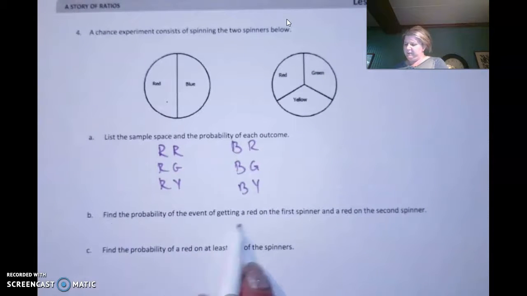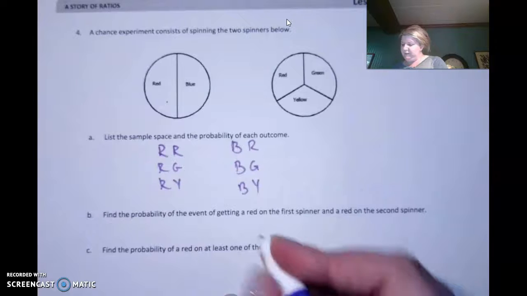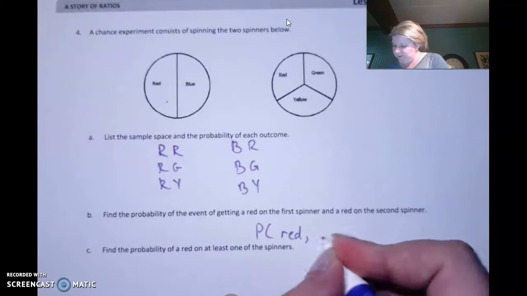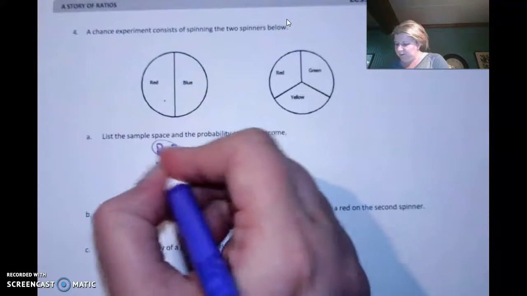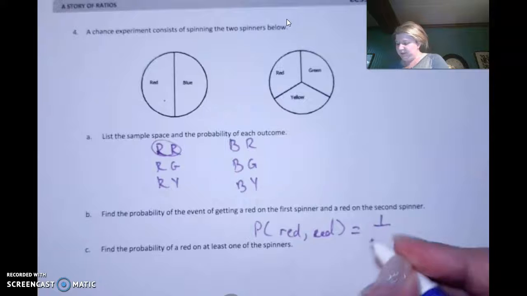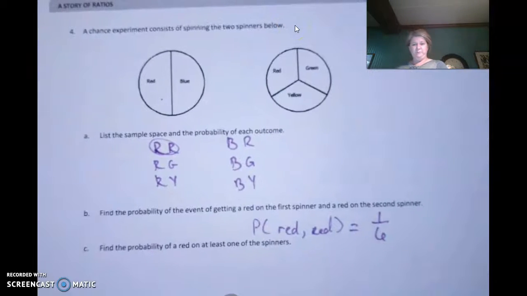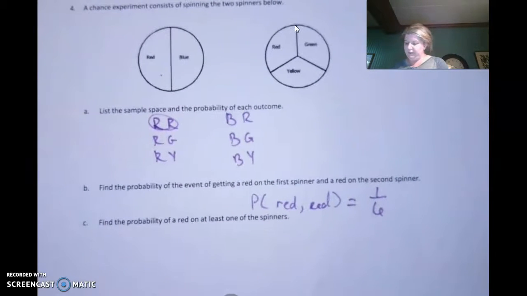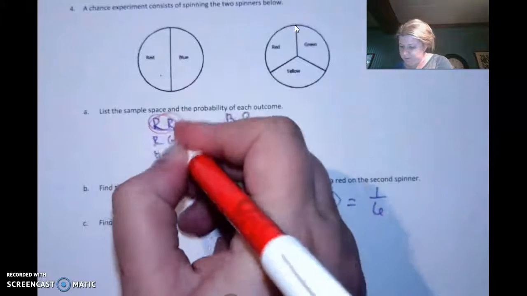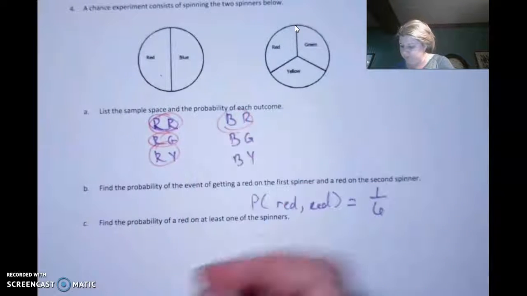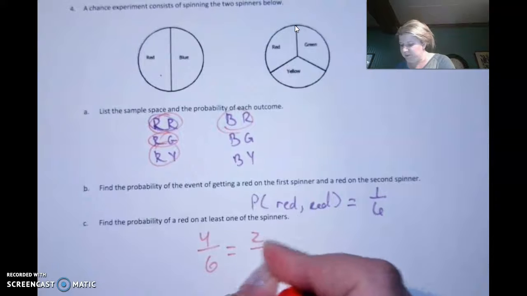The probability of the event of red and red. Well, that's one of the events out of the 6 total. Probability of red on at least one of the spinners. So that would be 1, 2, 3, 4 out of the 6, which is 2 out of 3.